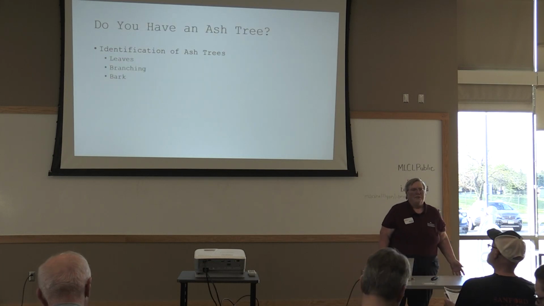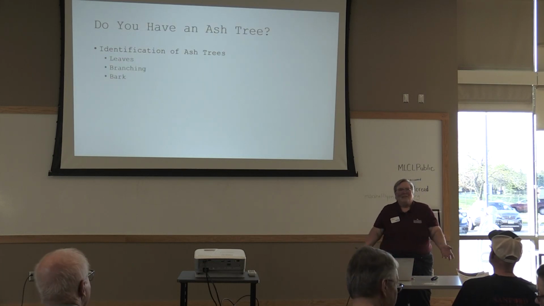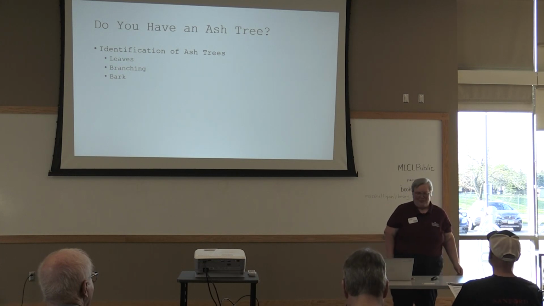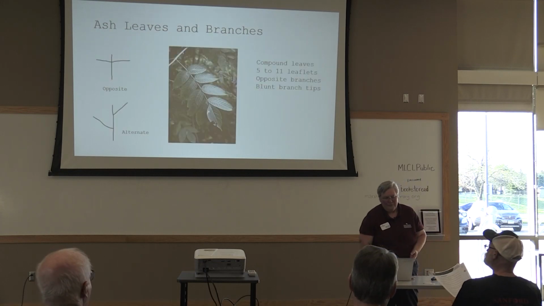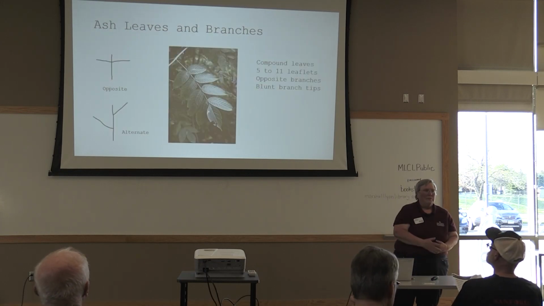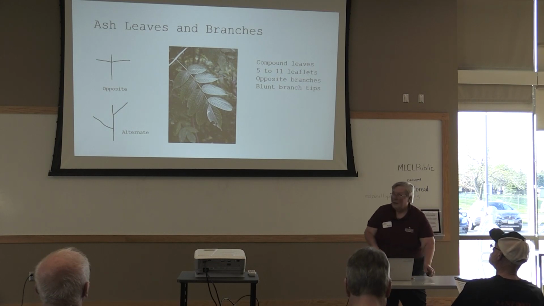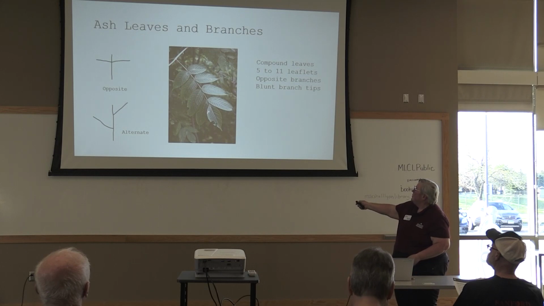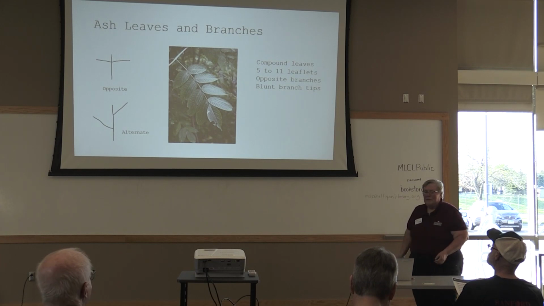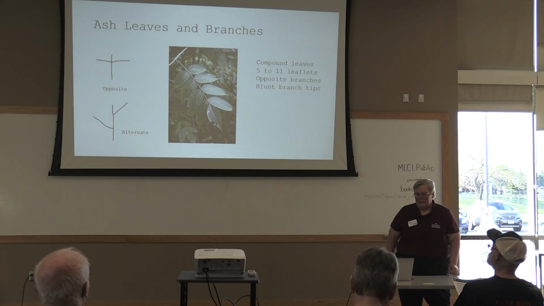So do you have an ash tree? If you don't have an ash tree, you don't need to worry about emerald ash borer. So the way you identify an ash tree is you look at the leaves, the branching, and the bark. Ash leaves are what they call a compound leaf. There's the stem of the tree, and this is your whole leaf. So you have a little leaflet, and you have between 5 to 11 leaflets on the tree.